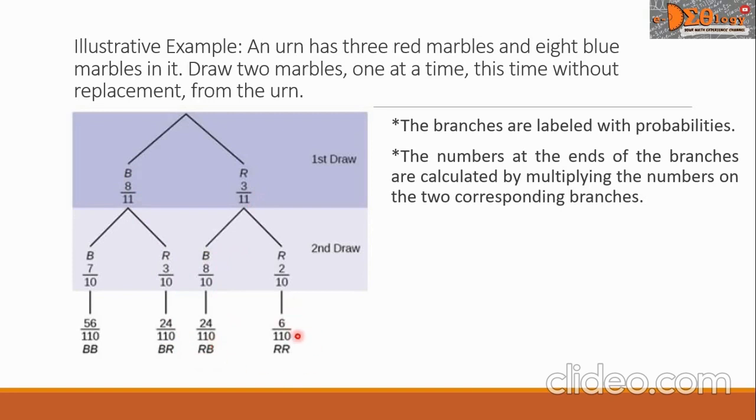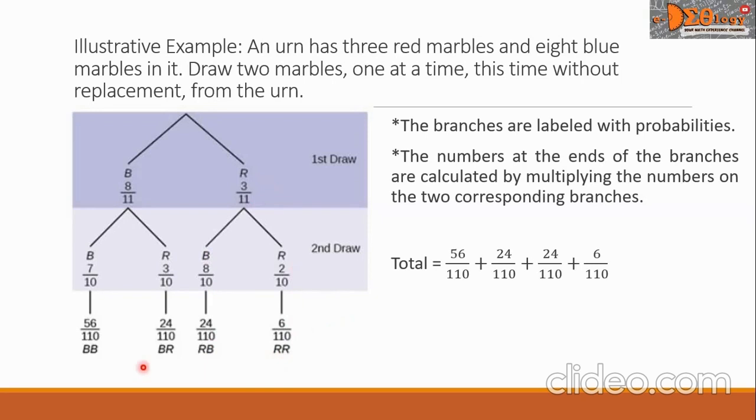Last is 6 over 110 corresponding to RR. It means the first marble is red and the second marble is also red. The 6 over 110 comes from the product of 2 over 10 times 3 over 11.